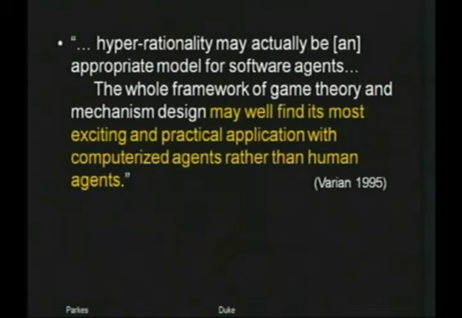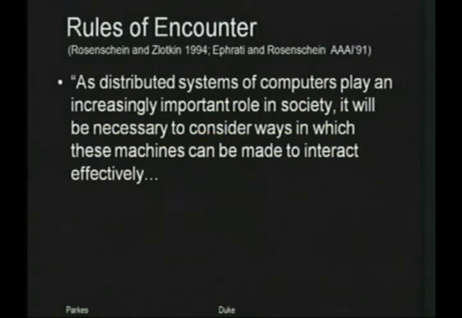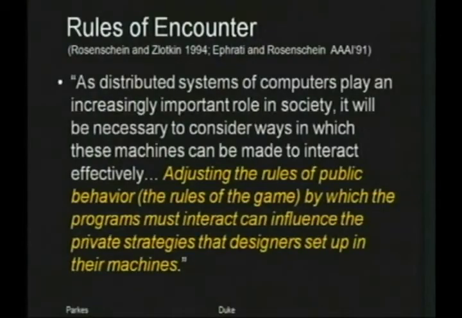And in fact, Rosenschein and Zlotkin had anticipated this point in a beautiful paper they wrote in the early 90s and then became a book in '94, where they talked about this idea of rules of encounter. And they said that as distributed systems of computers become more important, we need to think about ways to design so that they interact effectively. And adjusting the rules of the game by which the programs must interact can influence the private strategies that designers set up.